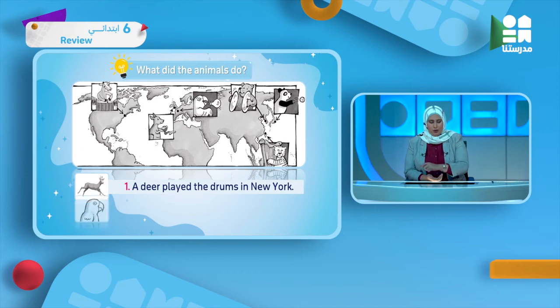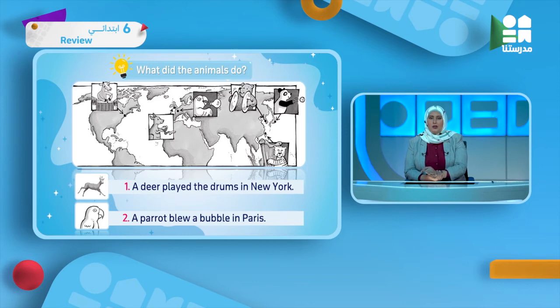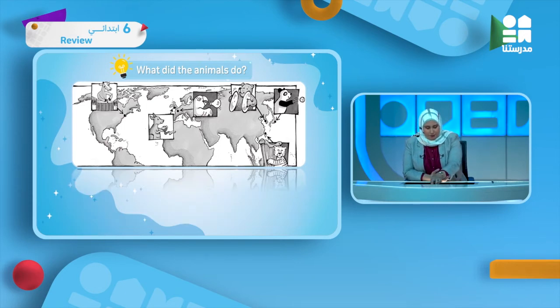طيب next picture. What is this picture? It's a picture of a parrot. طب go to the screen. Look at the parrot. What did the parrot do? Huh? The parrot blew a bubble in Paris. It blew a bubble in Paris. Okay? All right. Moving to the next one.